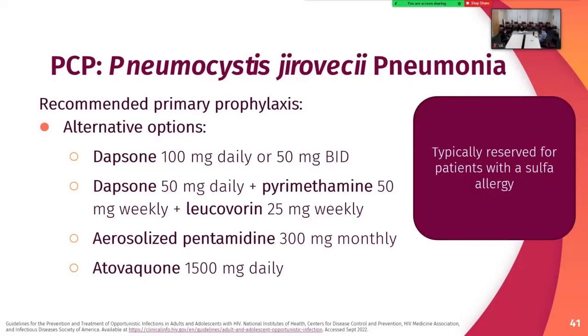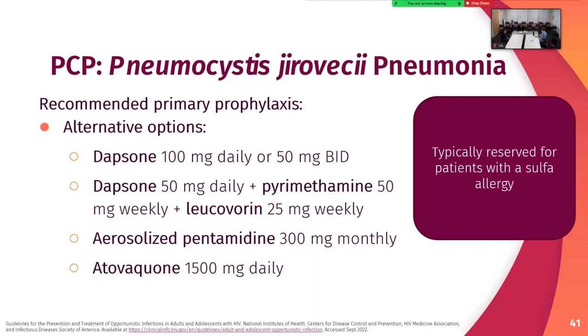Our other alternative options are really reserved for patients who can't tolerate Bactrim or have a sulfa allergy. So our options are going to be dapsone plus pyrimethamine and leucovorin. That's typically going to be used for patients that need coverage for both PCP and toxoplasma, which we'll get into later. We also have aerosolized pentamidine. This agent's very expensive and is associated with a lower efficacy rate and requires a specialized device to be able to use, so you typically don't use the aerosolized pentamidine.